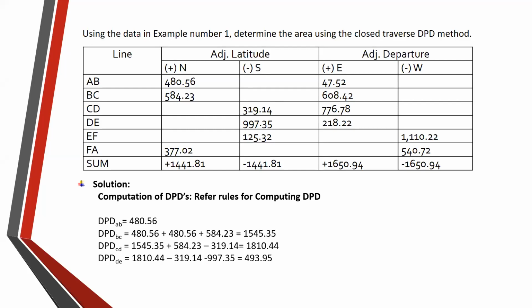We have negative 628.72. So let's say, okay, correct. We have 493.95 minus yung preceding natin, 997.35, minus yung latitude ng course ng EF natin, that is negative 125.32. So meron tayong negative 628.72. Next is we have the FA. Ano yung value ng FA natin? What is the value of the DPD of FA, or the double parallel distance ng FA?